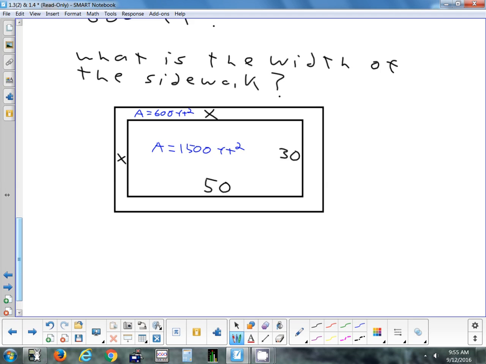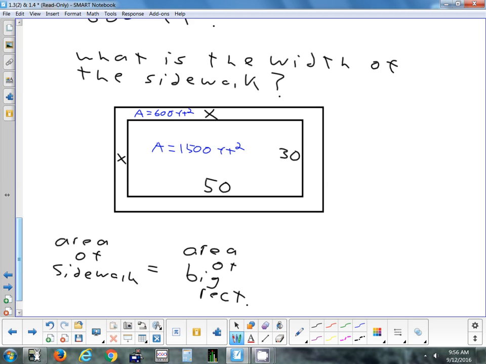All right, so we're definitely going to use the 600 and the 1,500, and I think I'm going to need the area of one more thing in this picture. The whole thing, that big rectangle. So yes, you could look at it like you're adding together the pool and the sidewalk, and that would give you the big area. Or you could also look at it as subtracting. We know that the area of the sidewalk equals the area of the big rectangle.